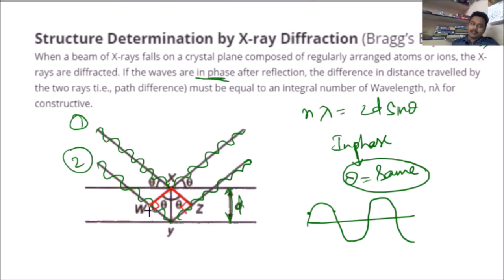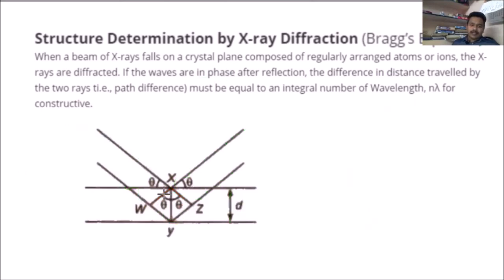Automatically, what is the distance difference? When you are comparing two waves, this part is the extra distance. This extra distance only you are going to find out. Here, see, this one you have to find out, and this one you have to find out.